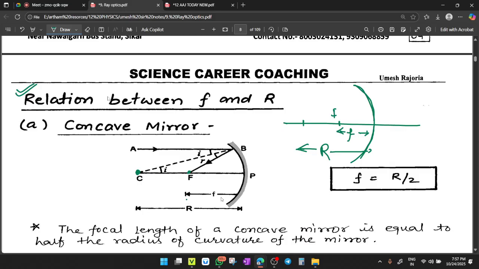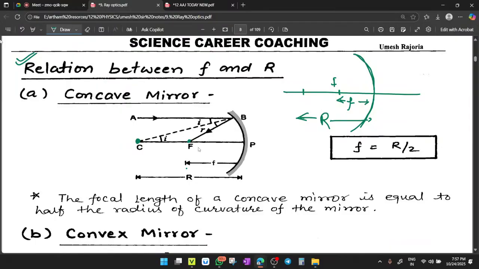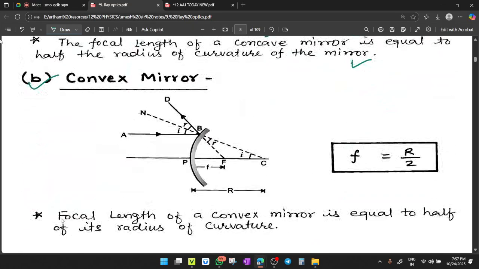A small f is the focal length and capital R is the radius of curvature. So the relation is f equals R by 2, meaning the focal length is exactly half of the radius of curvature. So the focal length of a concave mirror is equal to half of the radius of curvature of the mirror.